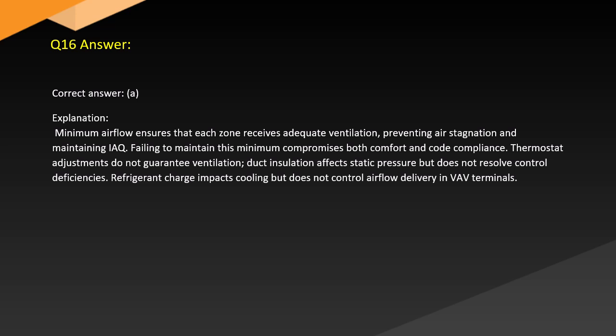Answer. Correct answer: A. Explanation. Minimum airflow ensures that each zone receives adequate ventilation, preventing air stagnation and maintaining IAQ. Failing to maintain this minimum compromises both comfort and code compliance. Thermostat adjustments do not guarantee ventilation. Duct insulation affects static pressure but does not resolve control deficiencies. Refrigerant charge impacts cooling but does not control airflow delivery in VAV terminals.